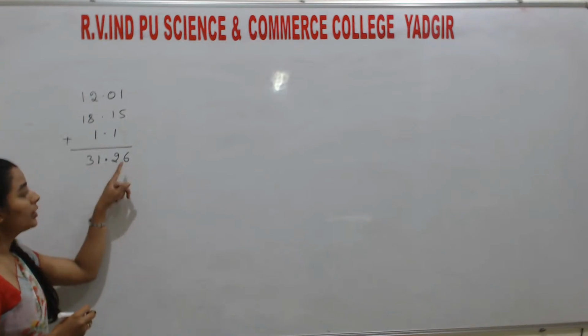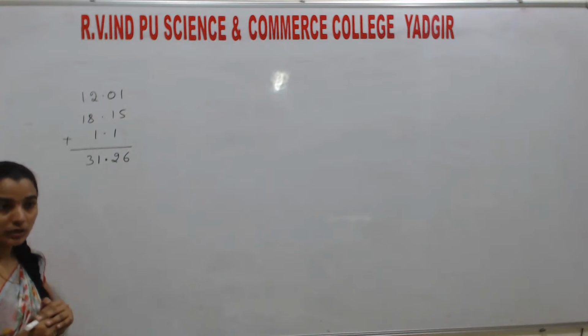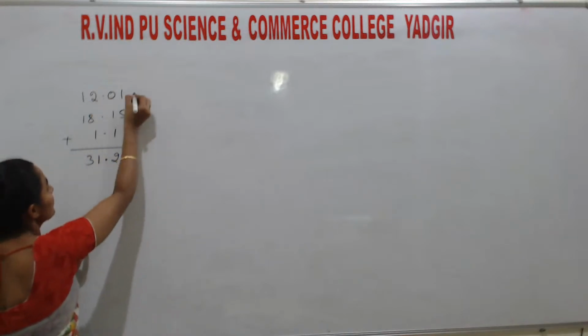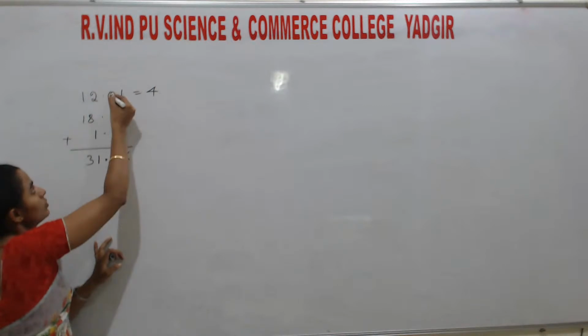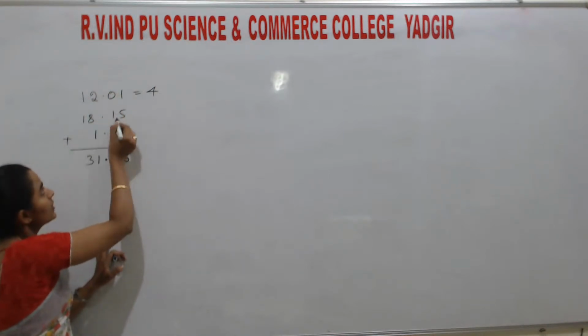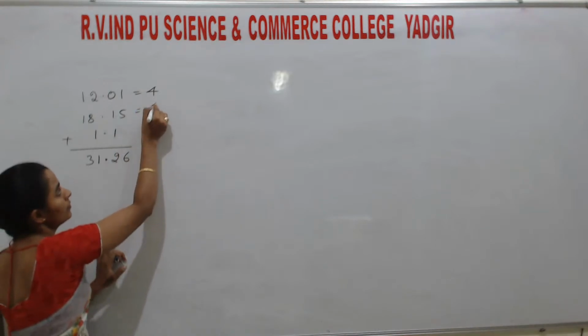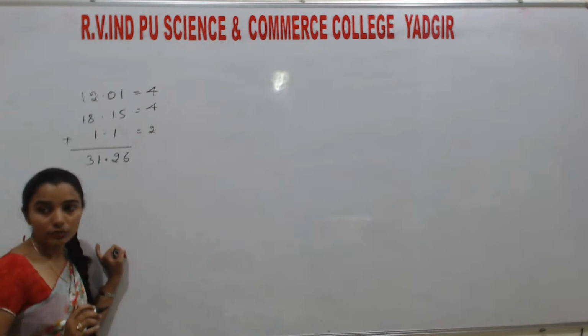not 31.26. Here you have to check how many significant figures are there in this. Here the significant figures are how much? 4. This is 1, 2, 3, 4. Here the significant figures are 1, 2, 3, 4. Correct? Here the significant figure is 2.